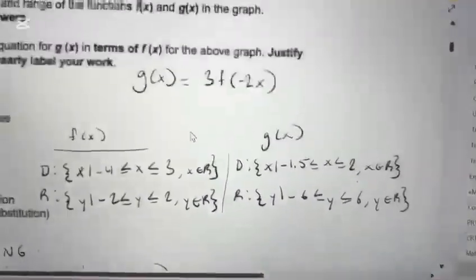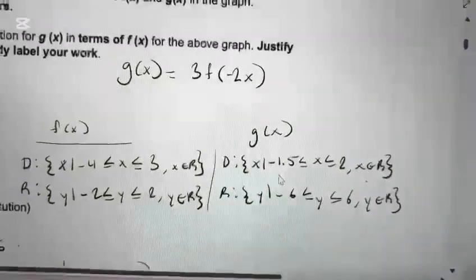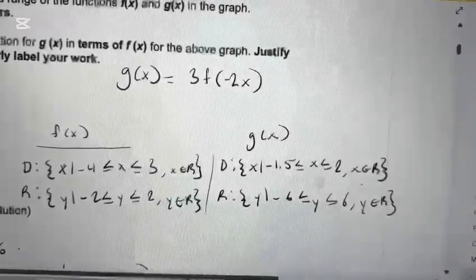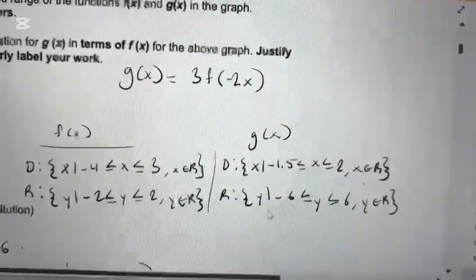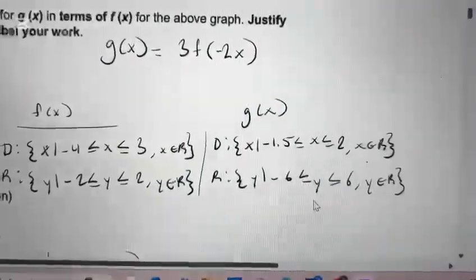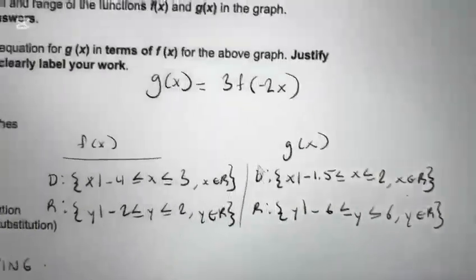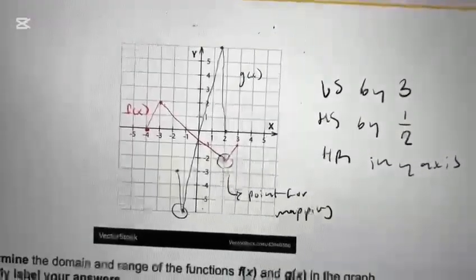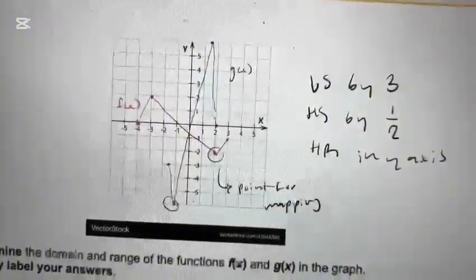And then for g of x, we have domain x is greater than or equal to -1.5 and less than or equal to 2. And for the range, we have y is greater than or equal to -6 and less than or equal to 6, which we can also see in the transformed graph here.